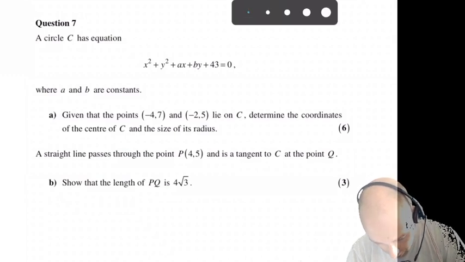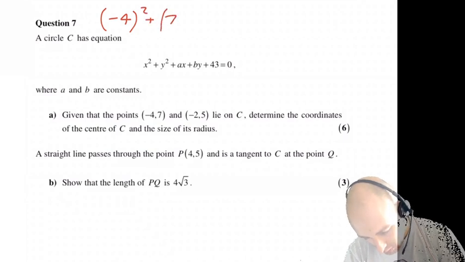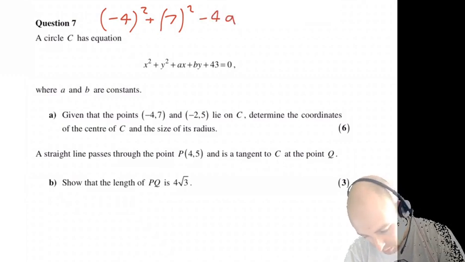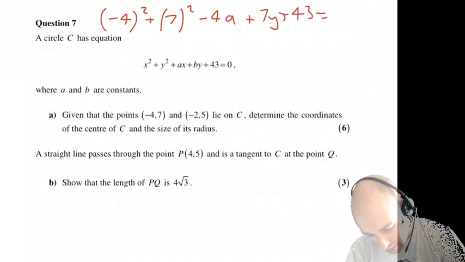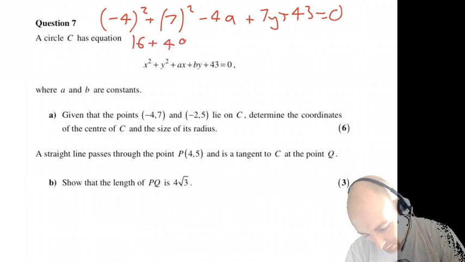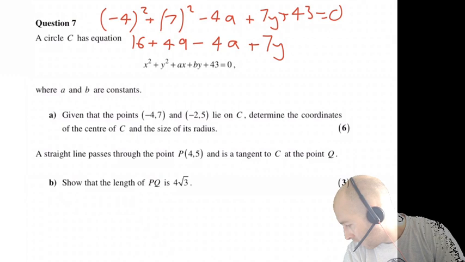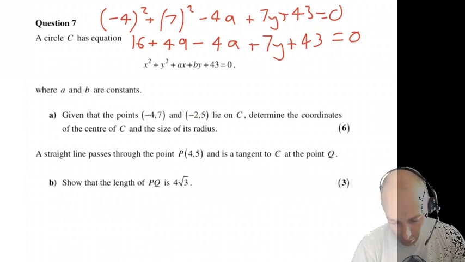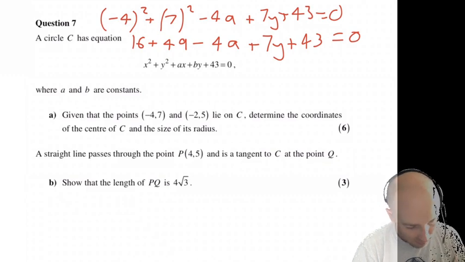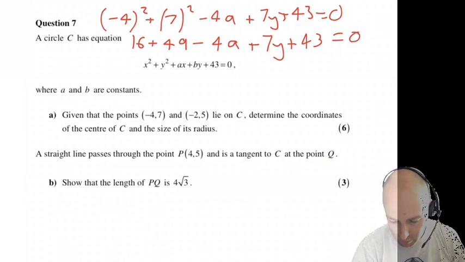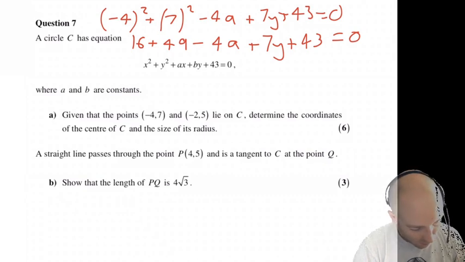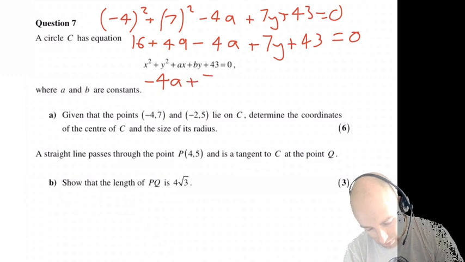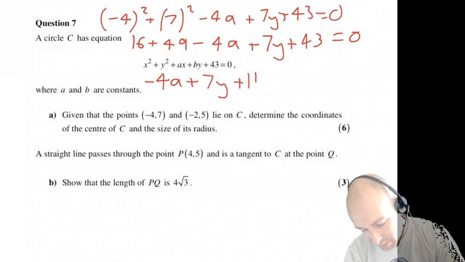So we get minus 4 squared plus 7 squared minus 4a plus 7b plus 43 equals 0. So we're going to get 16 plus 49 minus 4a plus 7b plus 43 is 0. So simplify that a little bit. What are we going to get? 16 plus, it's all positive. Big numbers. 16 plus 49 plus 46, 111. So minus 4a plus 7b plus 111 equals 0. So that's from putting in the first point.